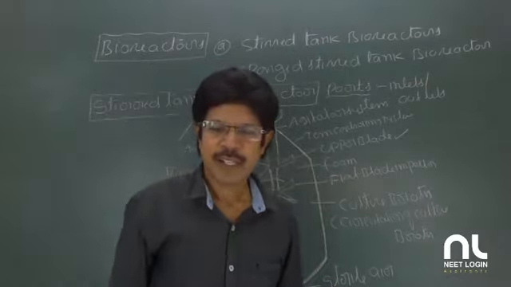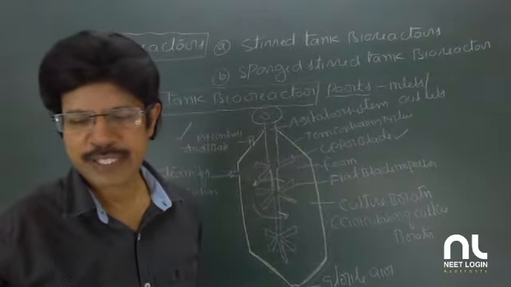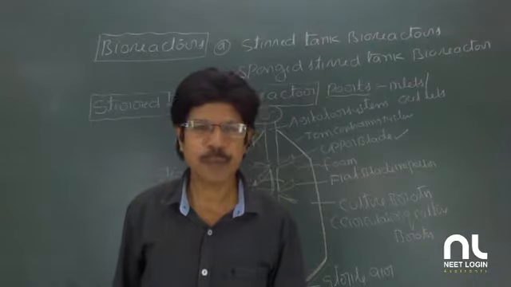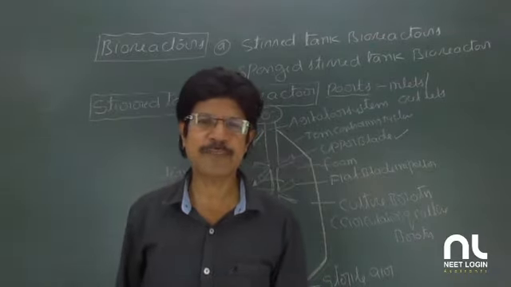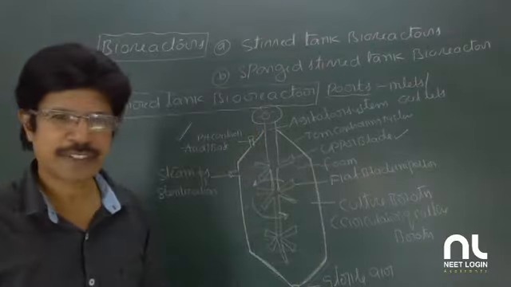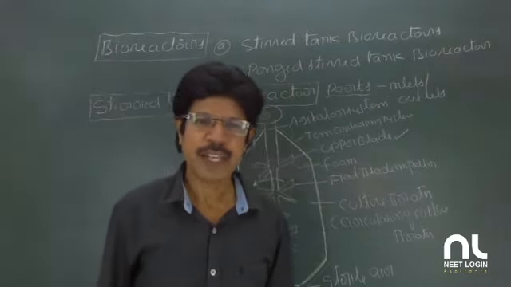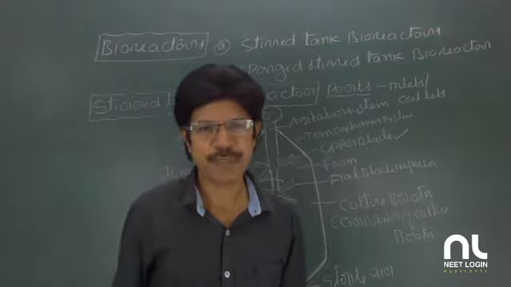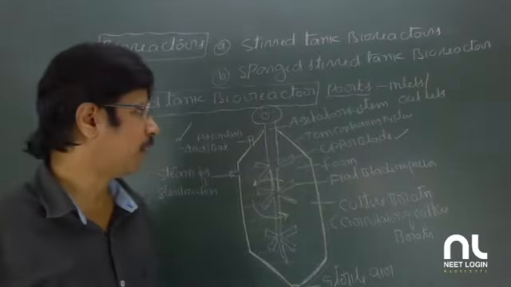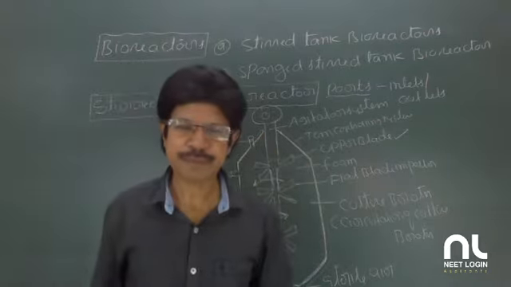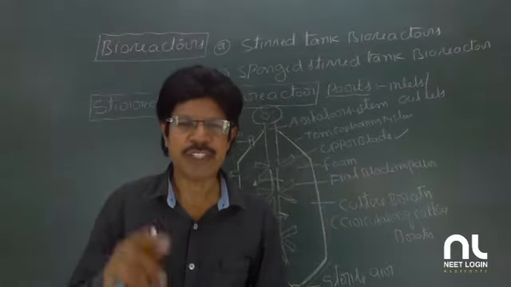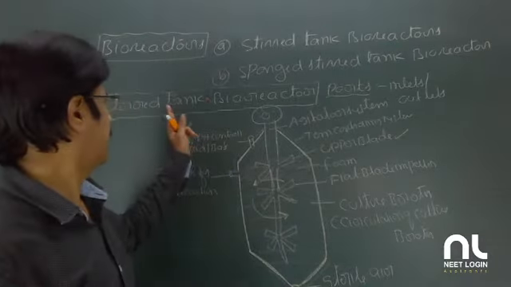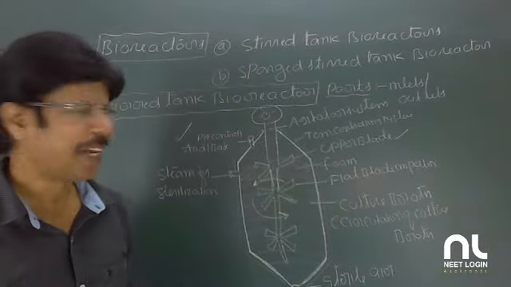So the stirred tank bioreactor has an agitating system, oxygen delivery system, foam breaking system, pH controlling system, and temperature controlling system. And there are the ports, the places where samples are collected for testing the materials. That's why it is a continuous culture system, the agitator system, the stirred tank bioreactor.